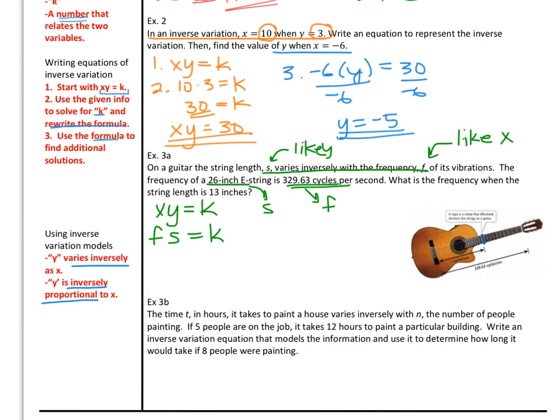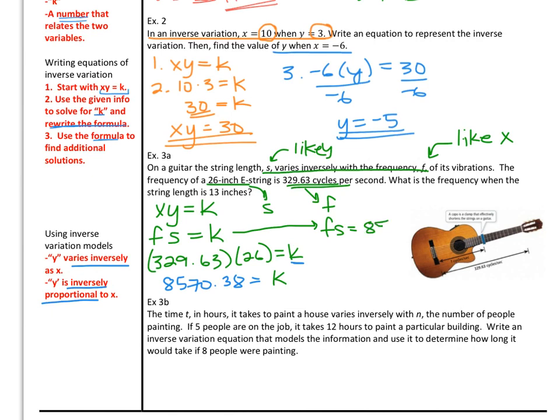To determine our constant, at least this is pretty easy, we're just going to multiply them together: 329.63 times 26. All of this is just to get that constant, that number that should stay the same in this equation. If you plug this into your calculator, you should get k equals 8,570.38. That is the k value. So in general terms, we're going to take our equation and model it for any string length. f times s is going to equal that constant. So that is the equation that'll model any string length and frequency.